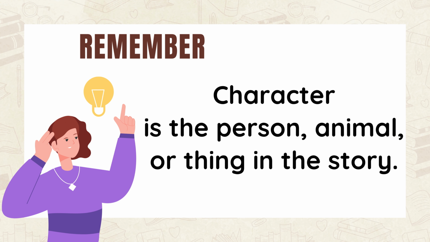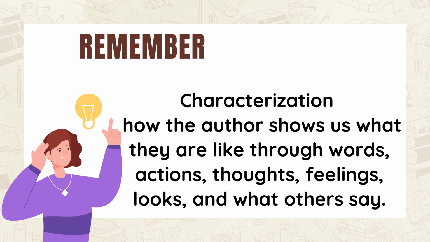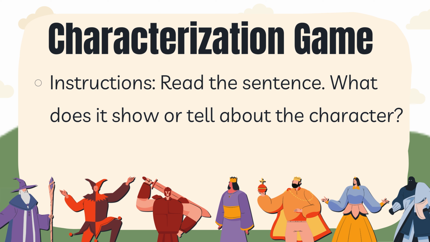Okay, you have to remember character is the person, animal, or thing in the story. And characterization is how the author shows us what they are like through words, action, thoughts, feelings, looks, and what others say. Now, let us practice. I'll show you another character and you will use the STEAL method to figure out what kind of person they are. Are you ready? Alright.